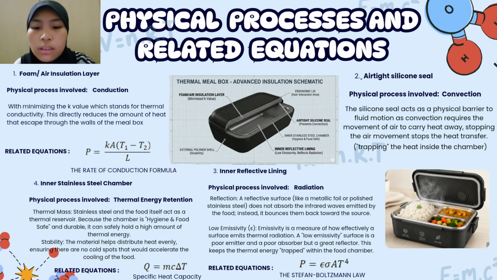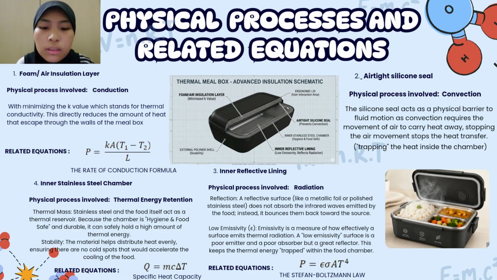We basically divide it into two. It comes with thermal mass and stability. Stainless steel and the food itself act as a thermal reservoir, because the chamber is hygienic, food safe and durable. It can safely hold a high amount of thermal energy. The second one is stability. The material helps distribute heat evenly, ensuring there are no cold spots that would accelerate the cooling of the food.